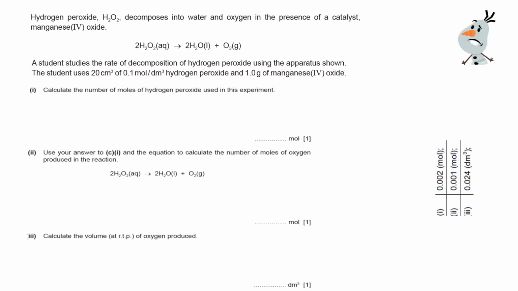Okay, in this question, hydrogen peroxide, which has a formula of H2O2, decomposes into water and oxygen. In the presence of a catalyst, not the absence, manganese(IV) oxide, a catalyst is a substance which speeds up the reaction. The equation for this reaction is given: 2H2O2 gives 2H2O plus O2.